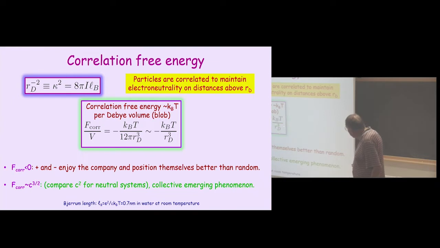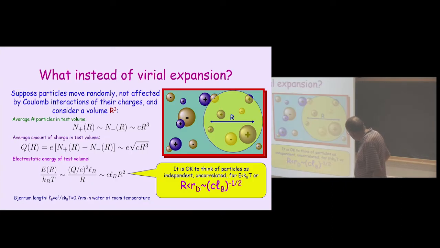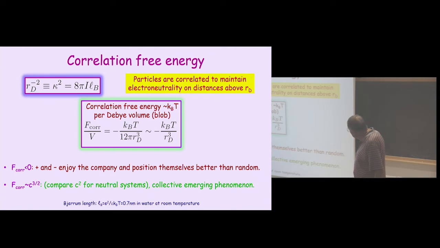Here, if you remember the fact that the Debye screening length, and I should have written it here too, the Debye screening length is inversely proportional to the square root of concentration. So you plug it in here, concentration to the -1/2, and you discover that this is concentration to the 3/2. So it's a non-analytic dependence on concentration.